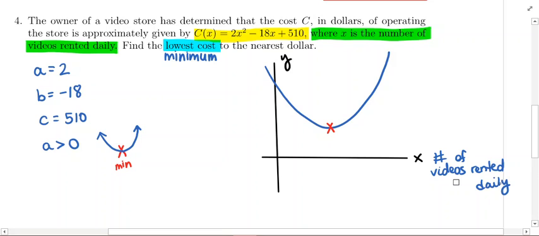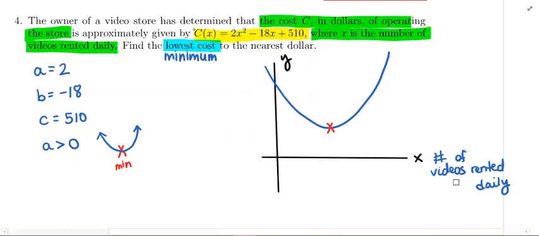So the way this function works is you plug in the x value, which is the number of videos rented daily. You will get an output, y, or C of x. C of x represents the cost in dollars of operating the store. So on the y-axis, the y value, which is C of x, represents the cost, and that's going to be measured in dollars. So basically, you plug in an x value, which again is the number of videos rented daily. The output will be the cost of operating the store if that many videos are rented daily.